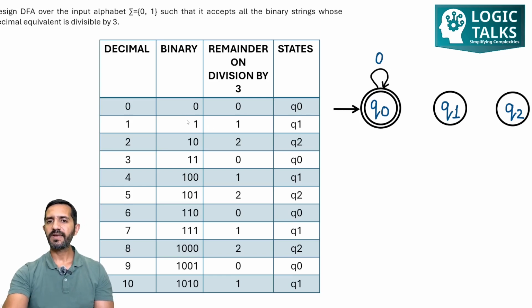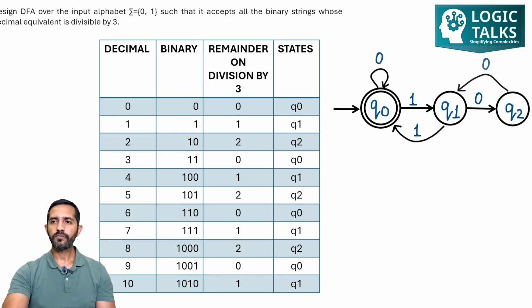Next, if we have 1 as our input, then it leads us to the state q1. If we have 10 as our input, then it should lead us to the state q2. If we have 11 as our input, then it should lead us to the state q0. So here it is leading us to the state q0. If we have 100 as our input, it should lead us to the state q1, and it is leading us to the state q1.